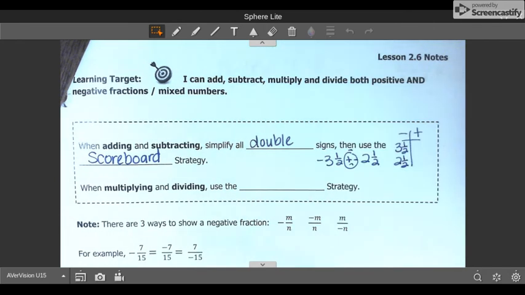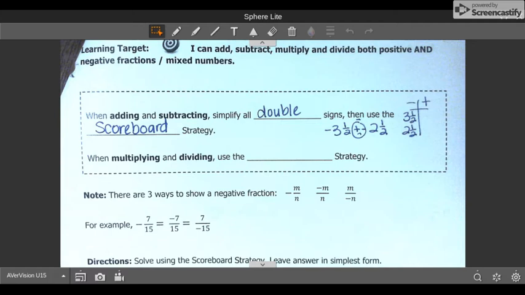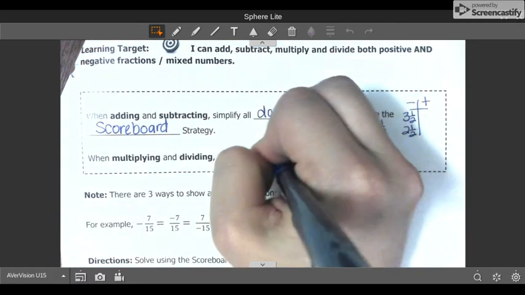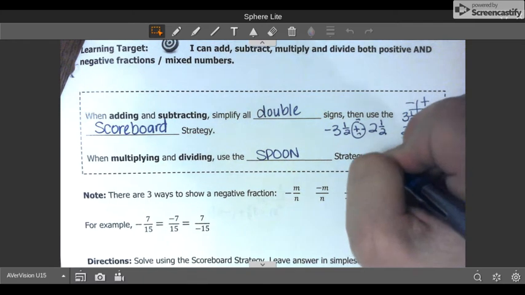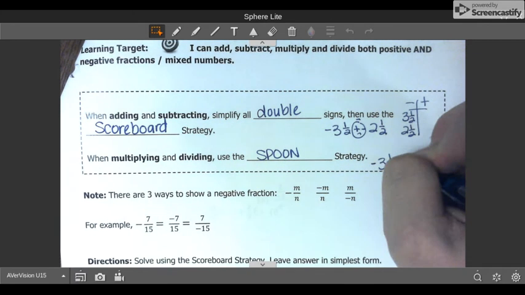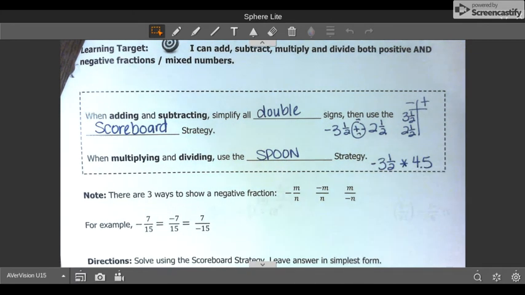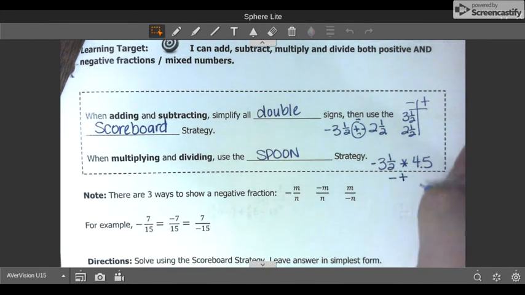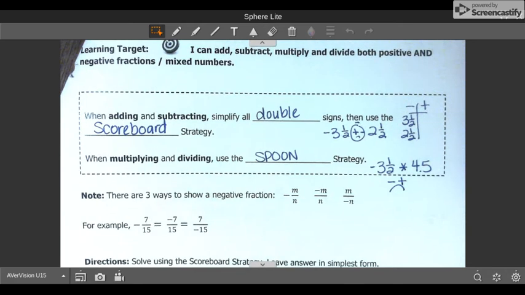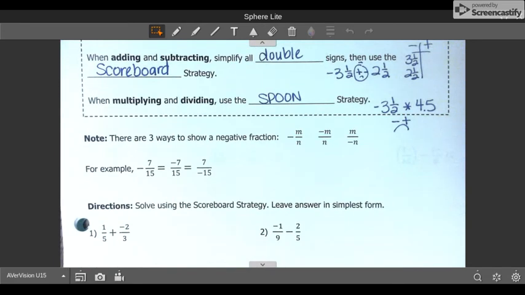Okay? Now, if you're multiplying or dividing, I want you to use the spoon strategy. And by that, I mean if you're doing negative 3.5 times 4.5, let's say, you're going to multiply like normal, but this is a negative times a positive, so your answer is going to be negative. And then there's one other thing that I wanted to show you.